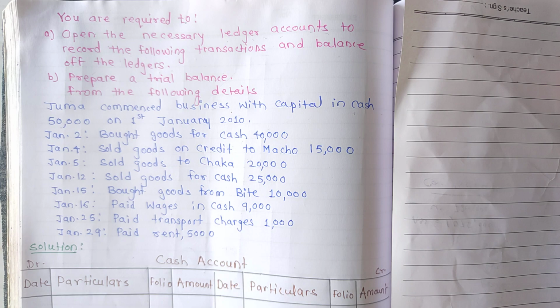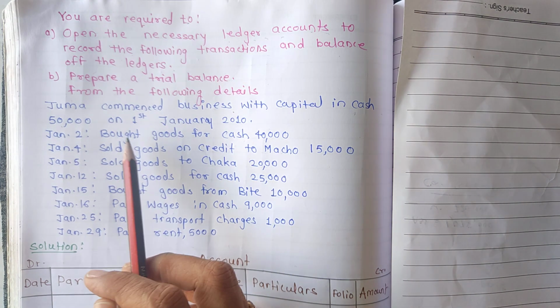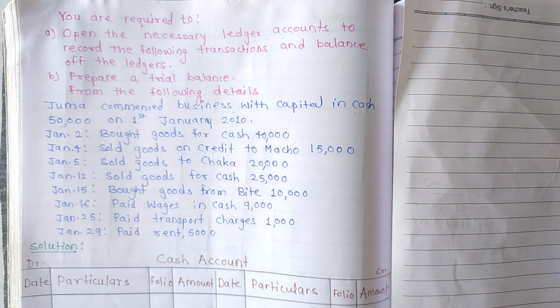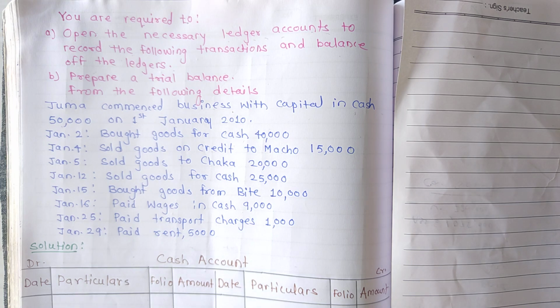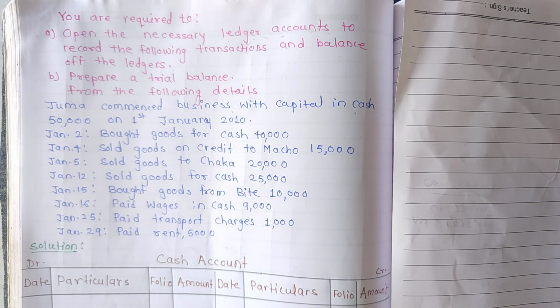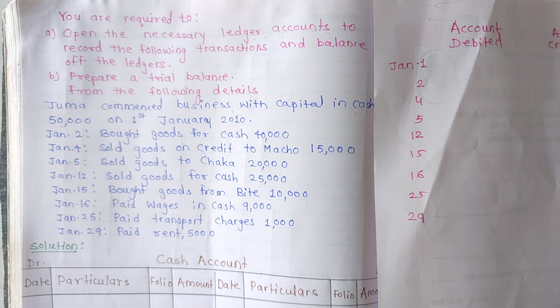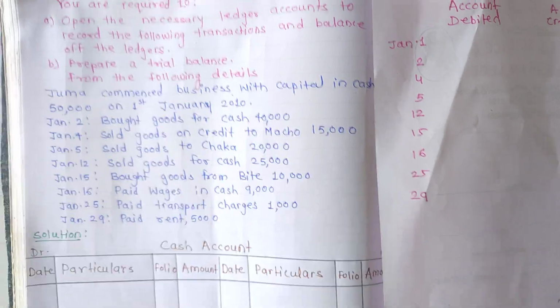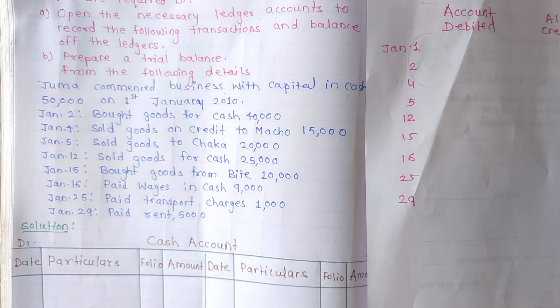Now for better understanding, I will also again here discuss for each transaction which account to be debited, which account to be credited. So it will be more easy for you for posting transactions in the ledger account. Let's first see each transaction one by one and discuss which account to be debited and credited.